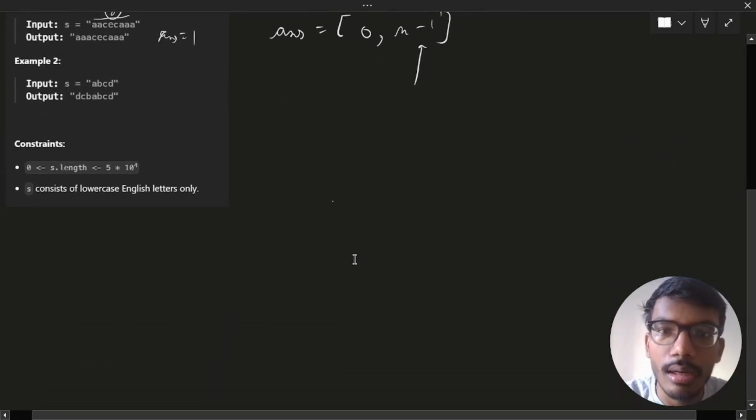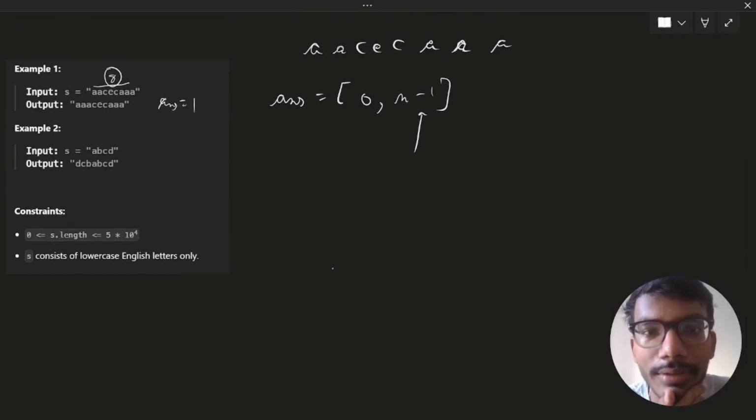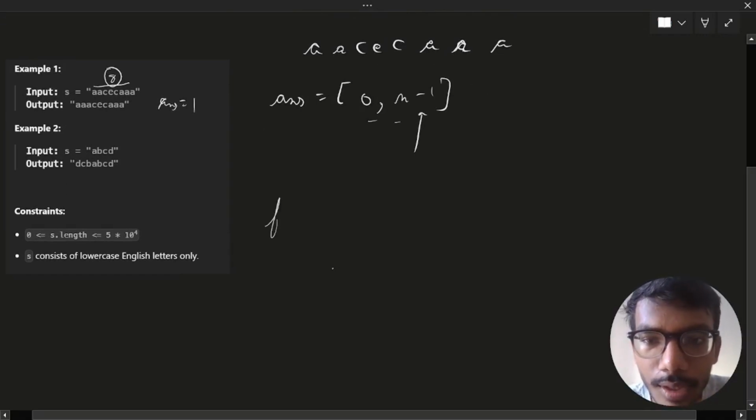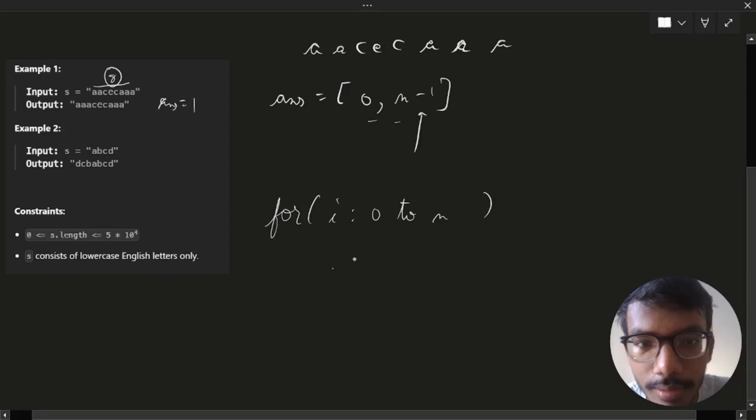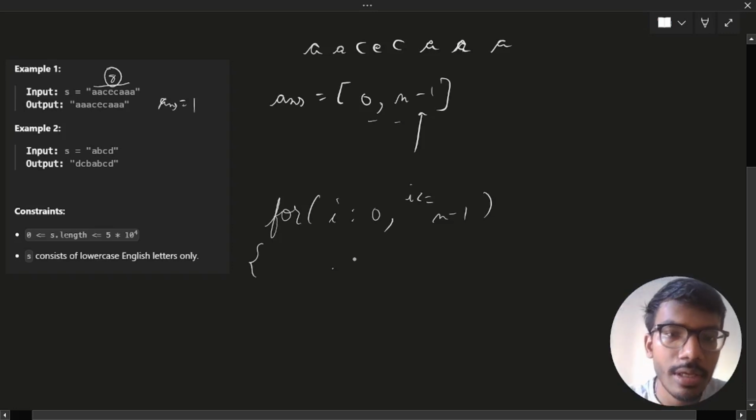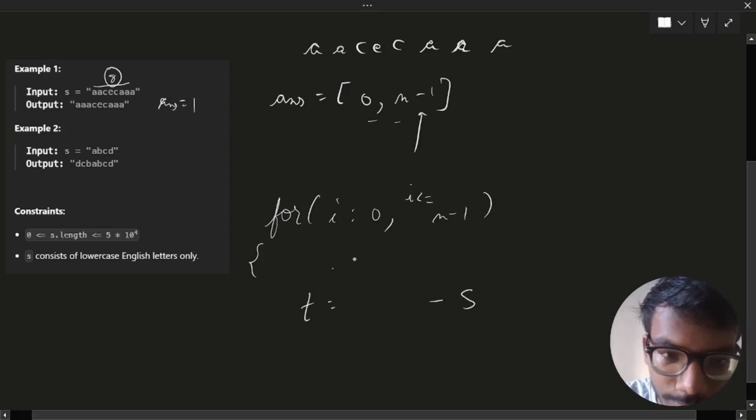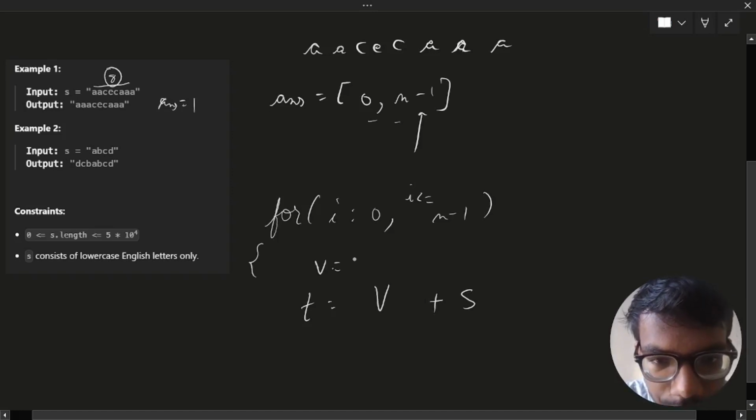So how can you approach this? As you can see, the answer range is 0 to n minus 1. So what we can do is iterate from 0 to n minus 1. So we are looping for our answer, and we are building a string t. Let us say this s is our original string. Now I'm building a string v.